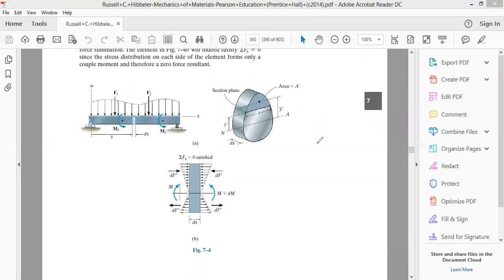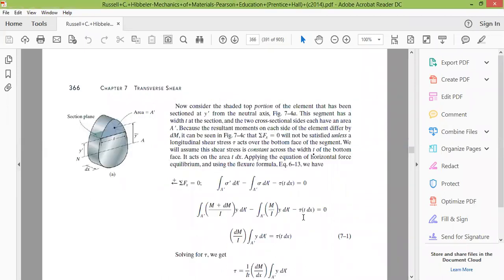Okay, so now let's do the force balance. Force balance means what type of forces. Now let's take this area, A prime. Let's do our analysis on this A prime. On the right hand side of this A prime, say for example, the normal stress value is sigma prime. And on its left hand side, the normal stress value is sigma, okay?